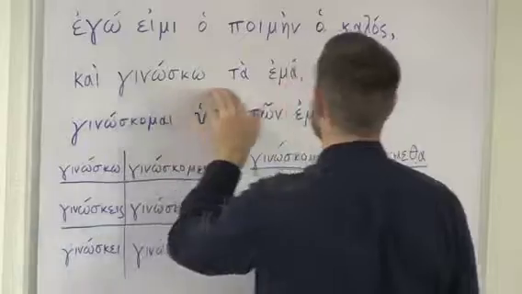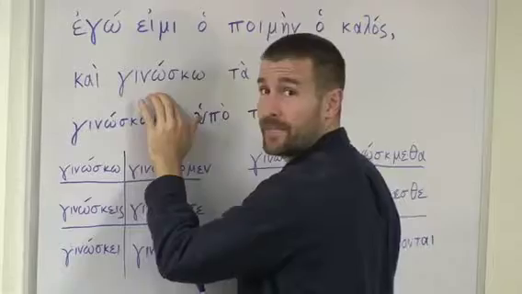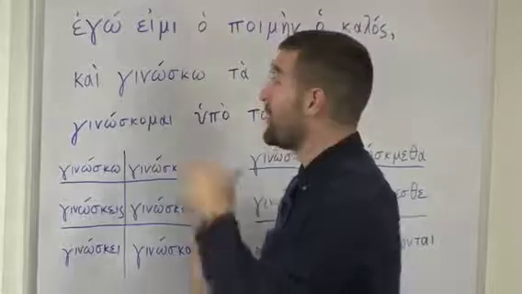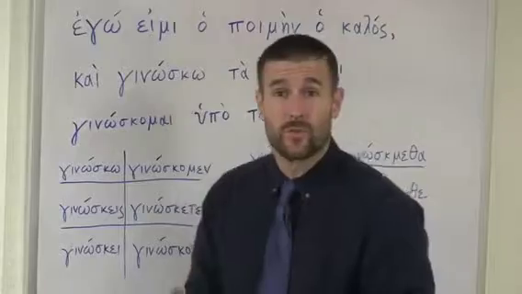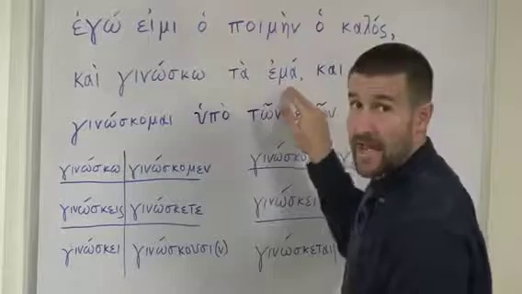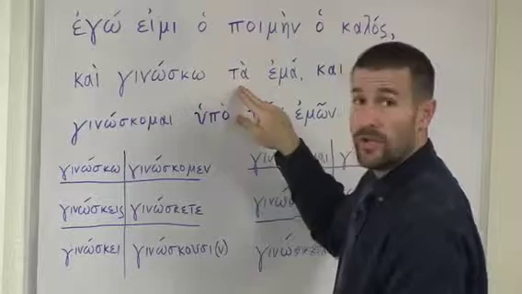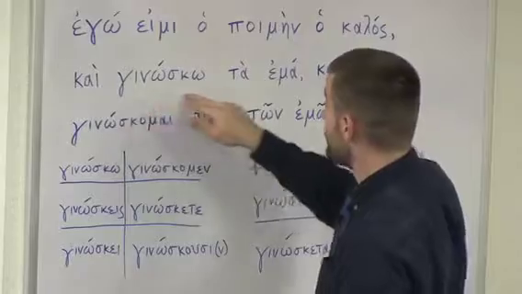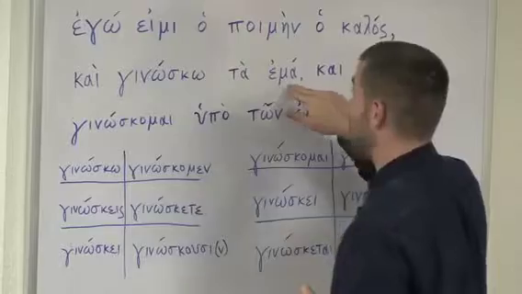Ke ginosko ta ema. All right, that means, and I know, ginosko. If you speak Spanish, conozco is how you would say this in Spanish. It's almost identical. That helps me remember this word, ginosko, is that the Spanish is conozco, means I know. Ta ema, the mine. Ema means mine. Ta is the word the, but it's plural, it's neuter, and it's accusative, all right? Ke ginosko ta ema, and I know the mine, all right?